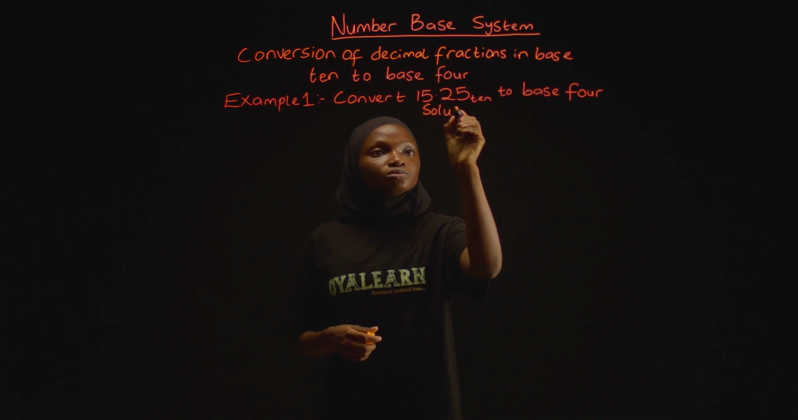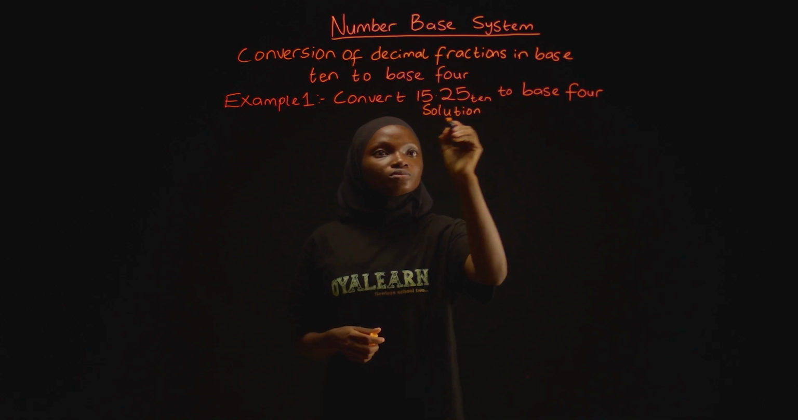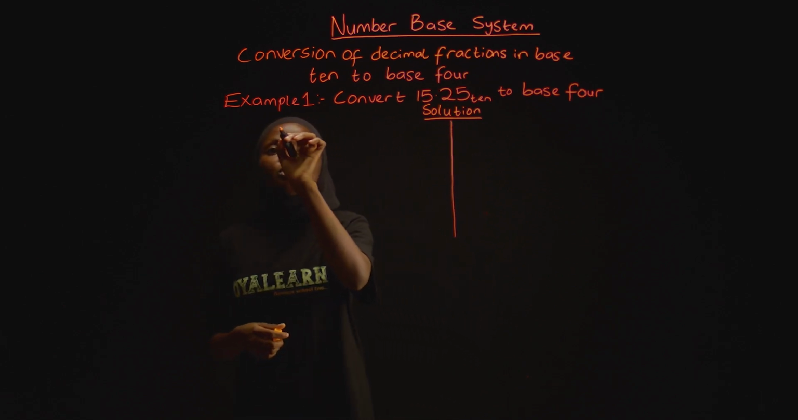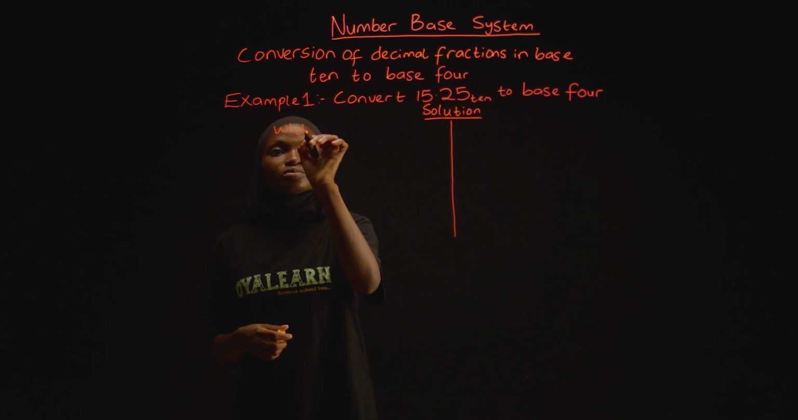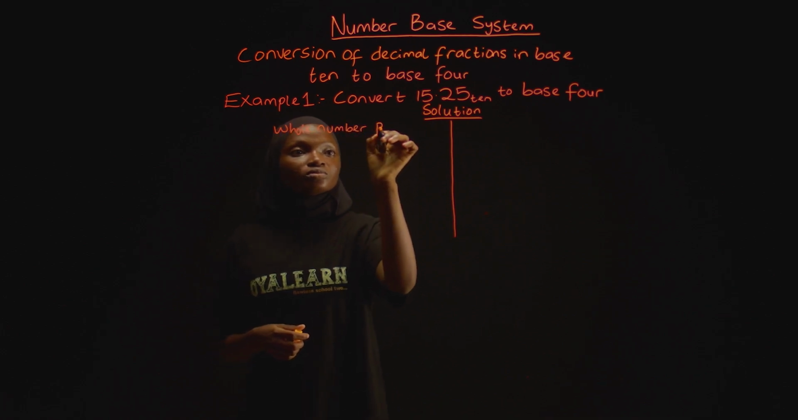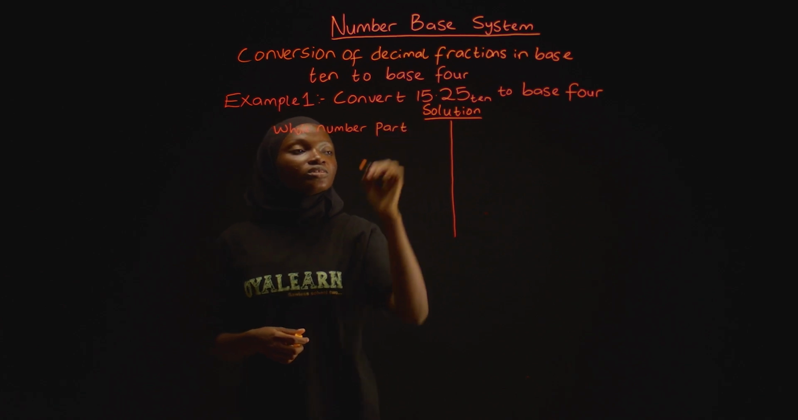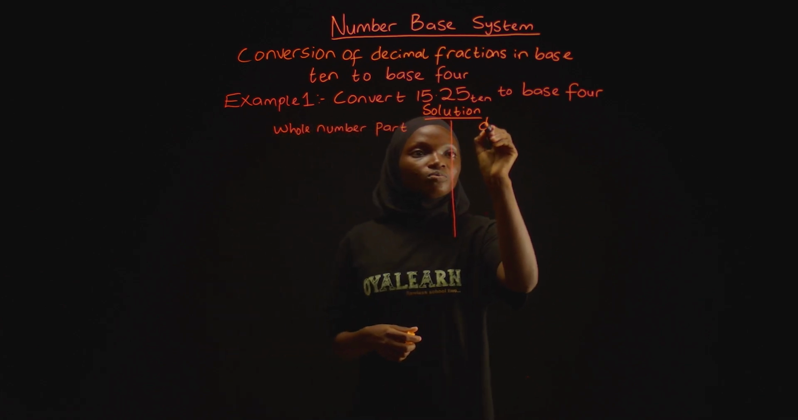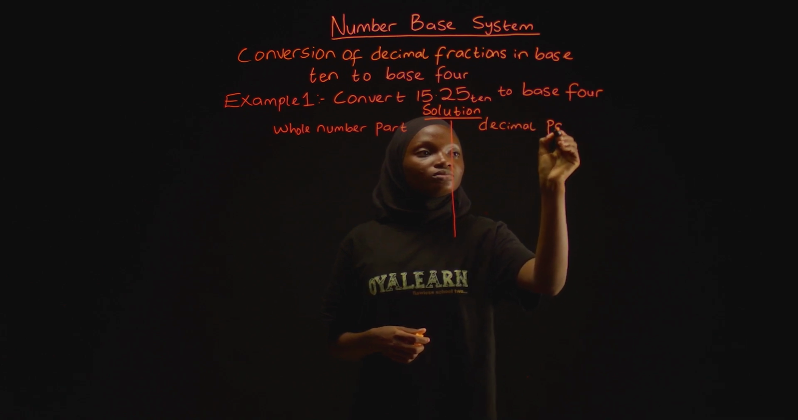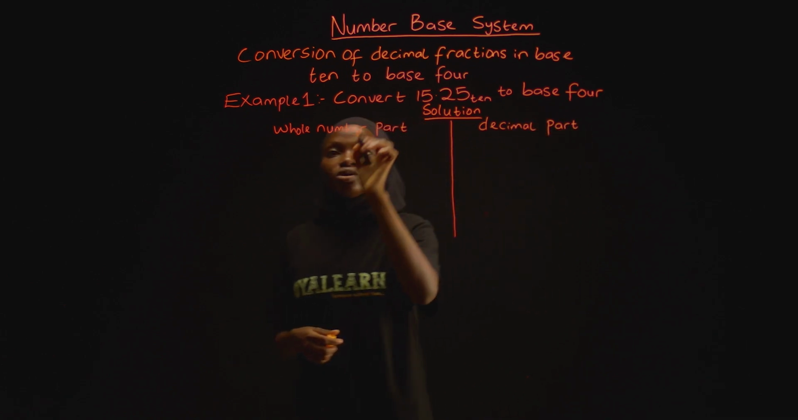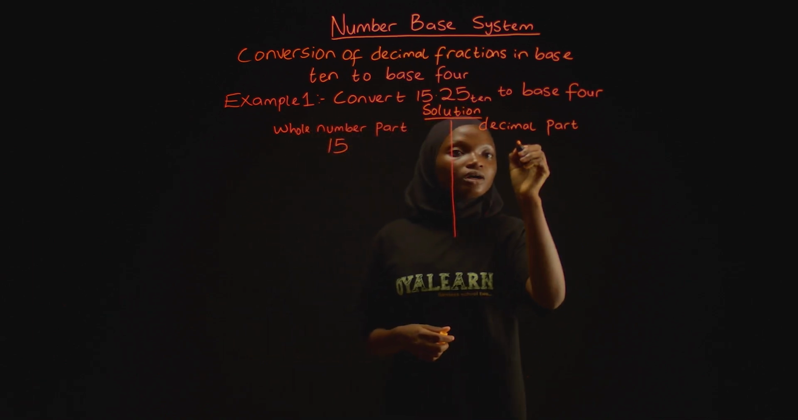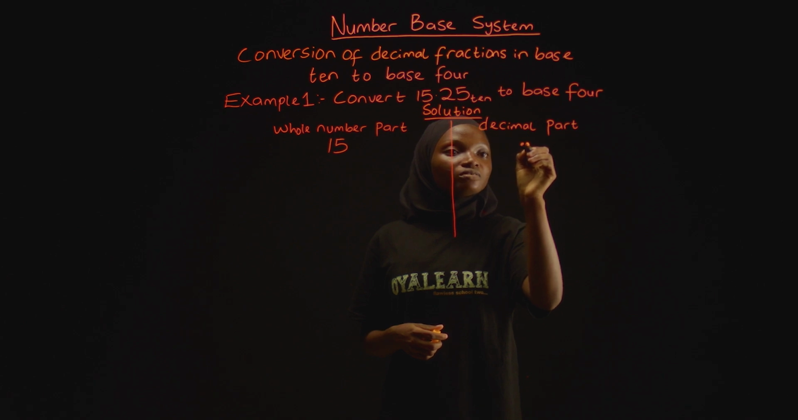Solution. Here you have the whole number part and here you have the decimal part. Whole number part 15, decimal part 0.25.